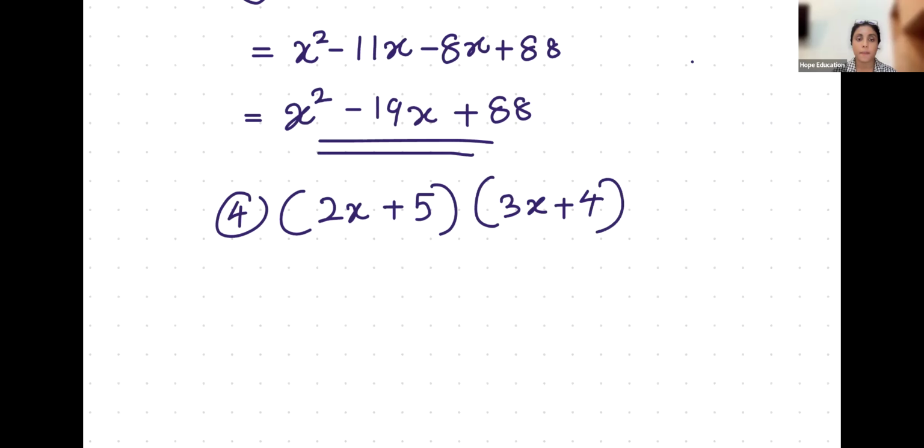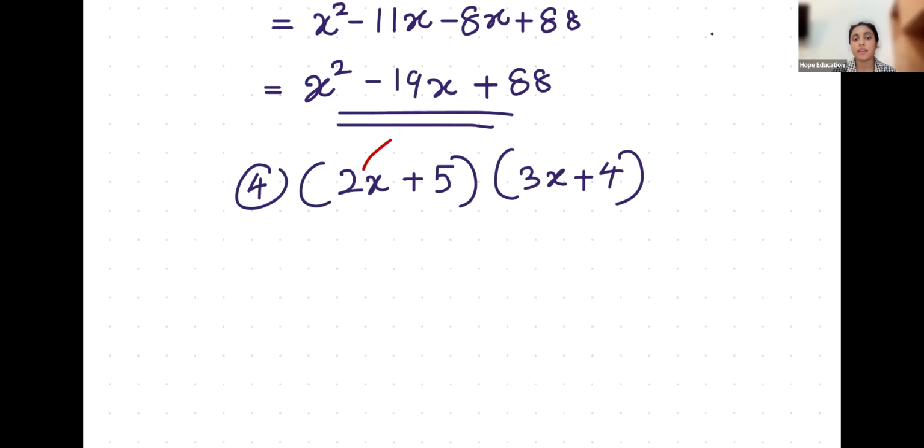Okay. So 2x multiplied by 3x. When you multiply 2x and 3x, 2 times 3 is 6. X times x is x squared. Then here this is plus, this is also plus. So plus times plus, answer also is plus.